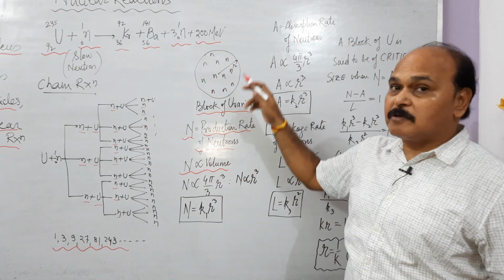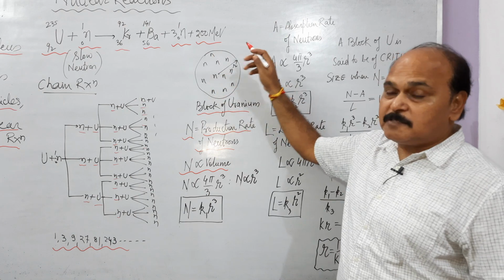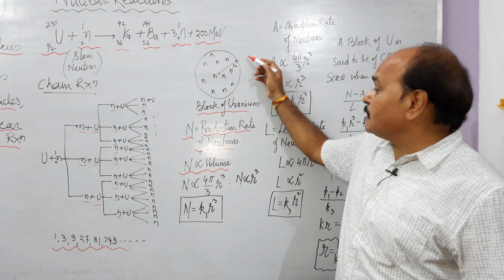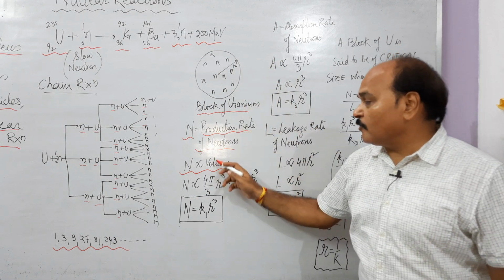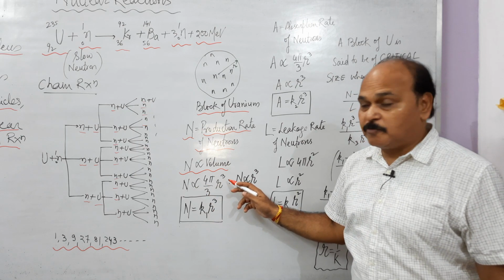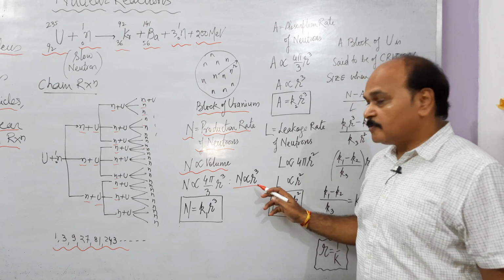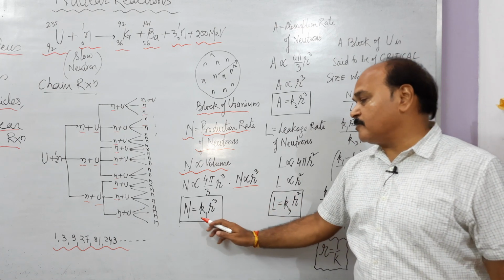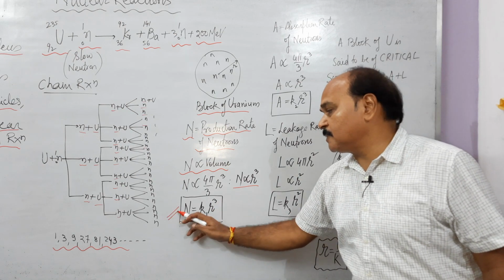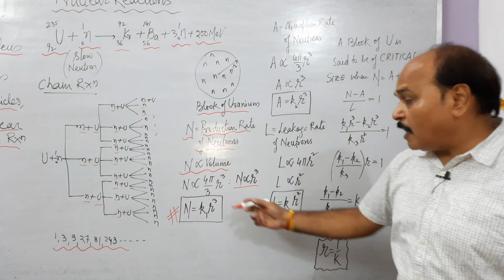And the volume of the block, if we take its radius as r, and we assume that this block is spherical in shape, so r is the radius of the block. In that case, the volume is going to be 4π/3 r³. N is directly proportional to 4π/3 r³. That simply means N is directly proportional to r³. And if we remove the sign of proportionality, we put a constant. N is equal to K1 times r³. So this is the production rate of neutrons, which is directly proportional to r³.